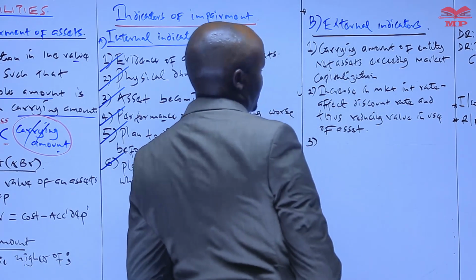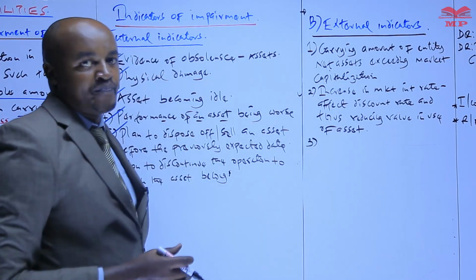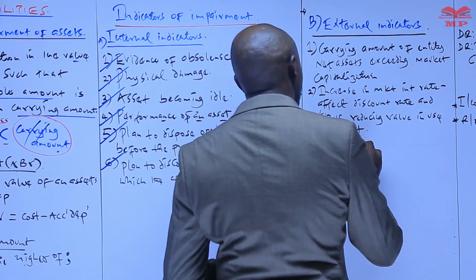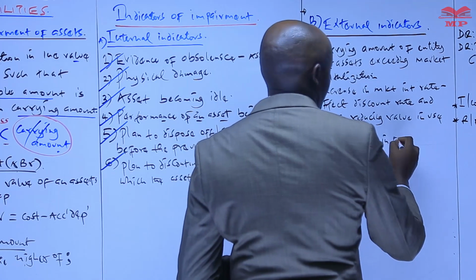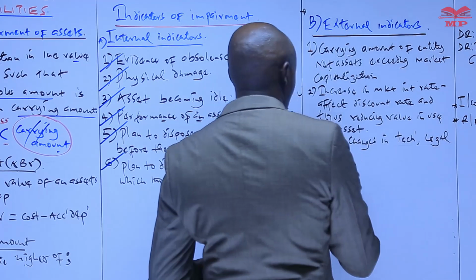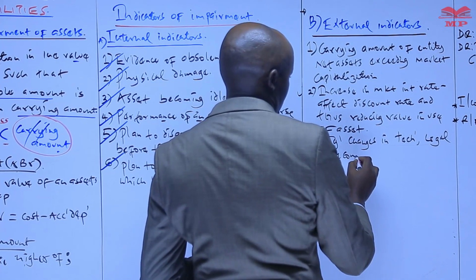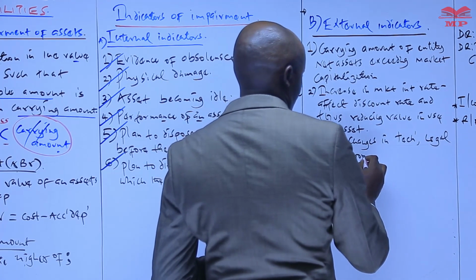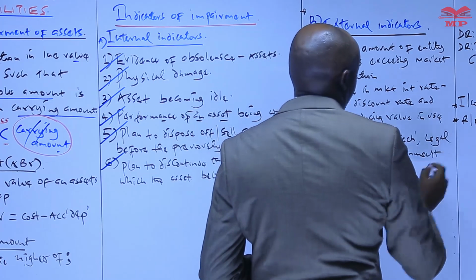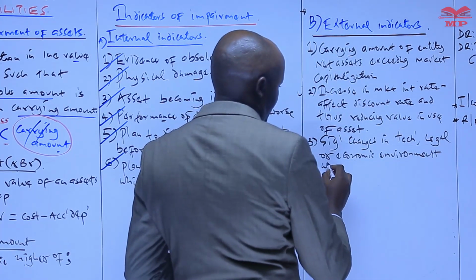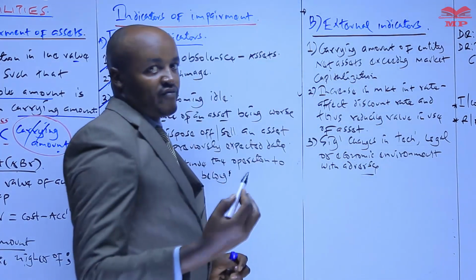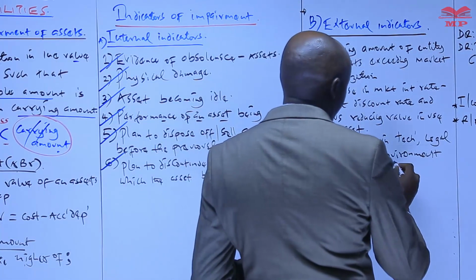So the other external factor which could show that the asset is impaired is a significant change in the technological, legal, or economic environment with the adverse effect. Basically, when we talk about adverse here, we are talking of unfavorable effect on the entity.